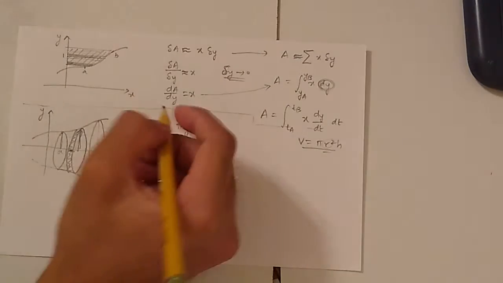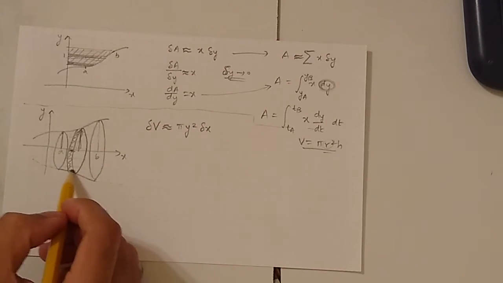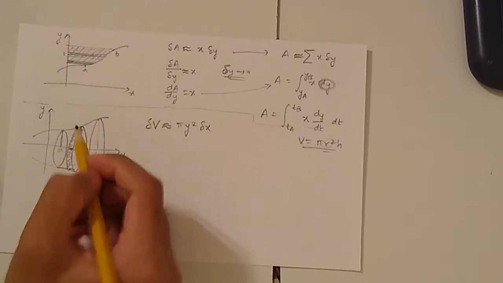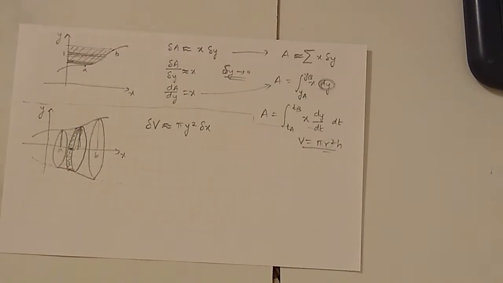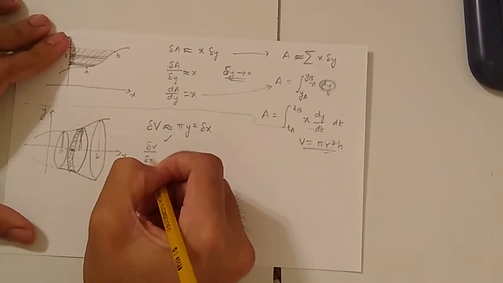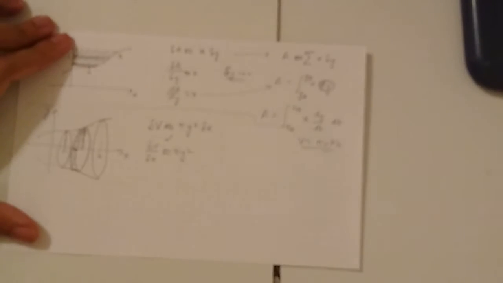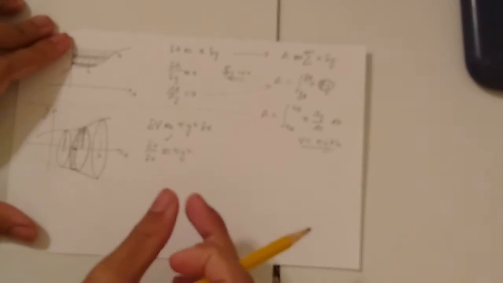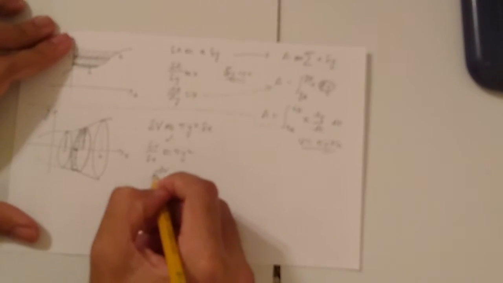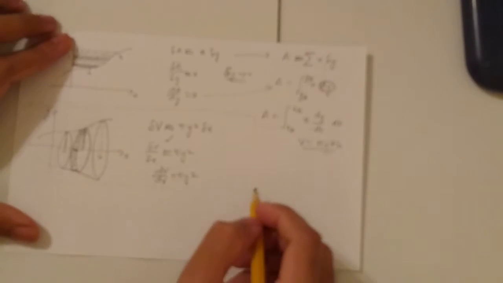This is an approximate relationship, because we are assuming that they're cylinders, but they're not exactly cylinders. They have these curved edges over here. So delta V is approximately equal to pi y square delta x. Now we can say delta V by delta x is approximately equal to pi y square, and then you can take the limit. As delta x becomes smaller and smaller, this becomes more and more accurate, and therefore when delta x tends to 0, dV by dx is equal to pi y square.